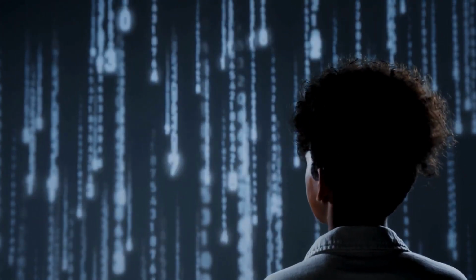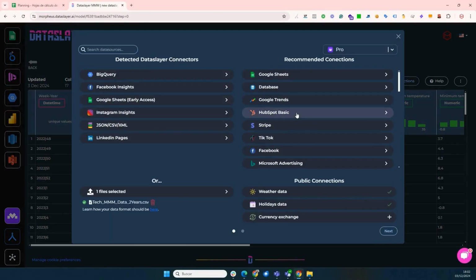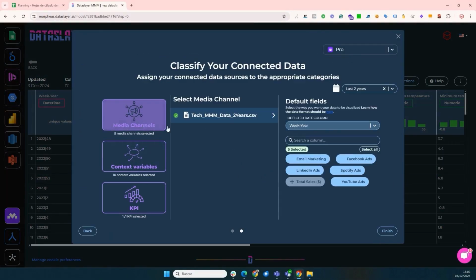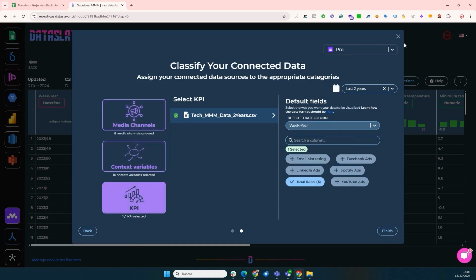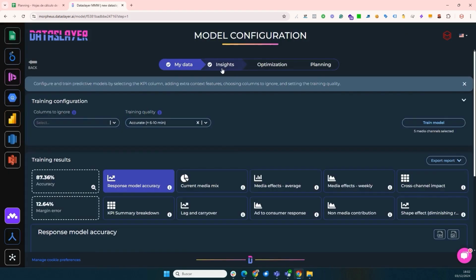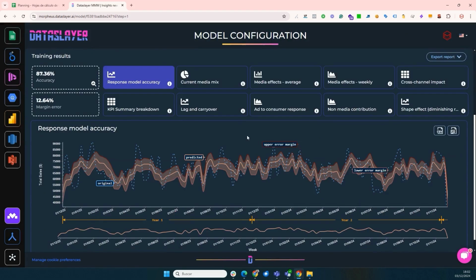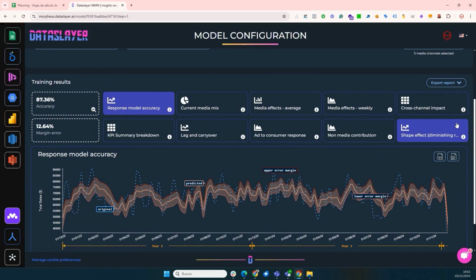Today, we are going to focus on understanding all the insights that Morpheus provides us. Just a quick reminder of the variables. Always remember the media variables here and here, the contextual variables, in this case the weather, and finally the KPI, which is our total sales. Today's video is going to be about understanding these little boxes we have here, all these graphs that I think are really interesting to understand. And we're going to go through them one by one so that everything is clear for you.